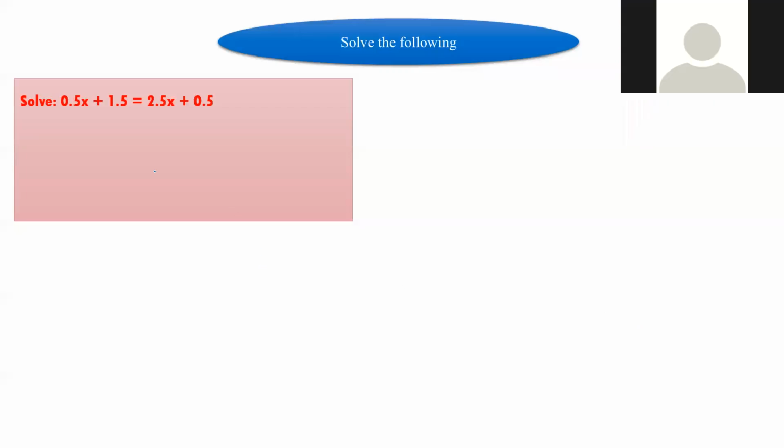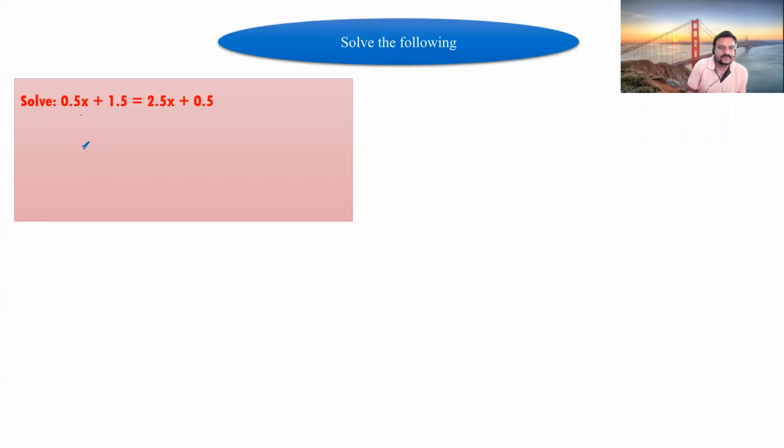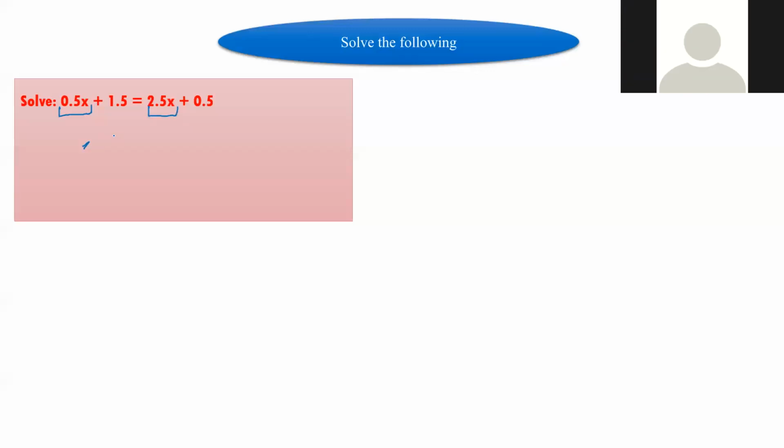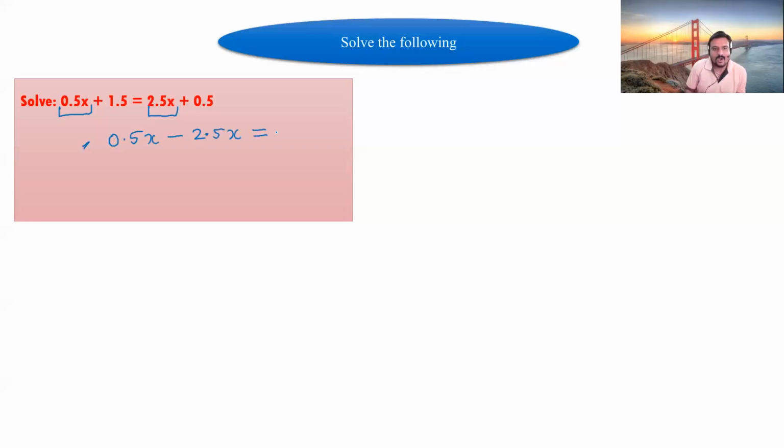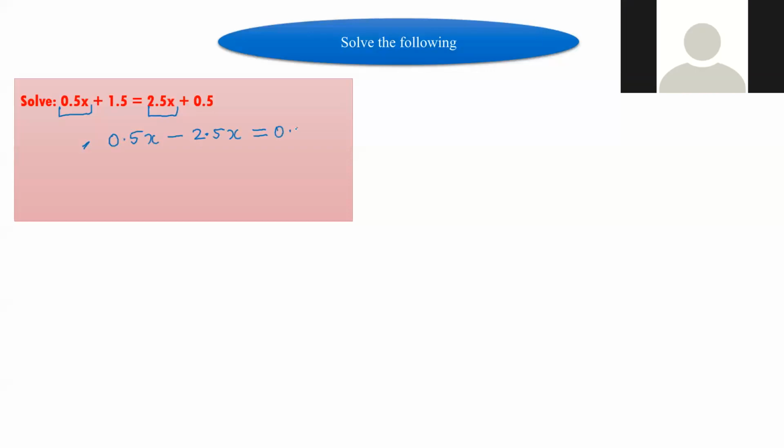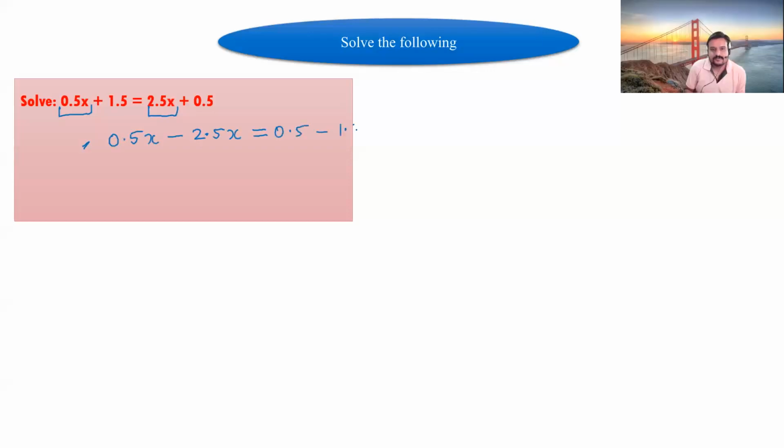Yes, sir. So we will put the variable on one side and the constant on the other. Okay, variable terms on one side. So this is the variable term. So 2.5x will go to the left-hand side, to 0.5x. It is in plus, so it will be in minus then. Is equal to 0.5 minus 1.5.